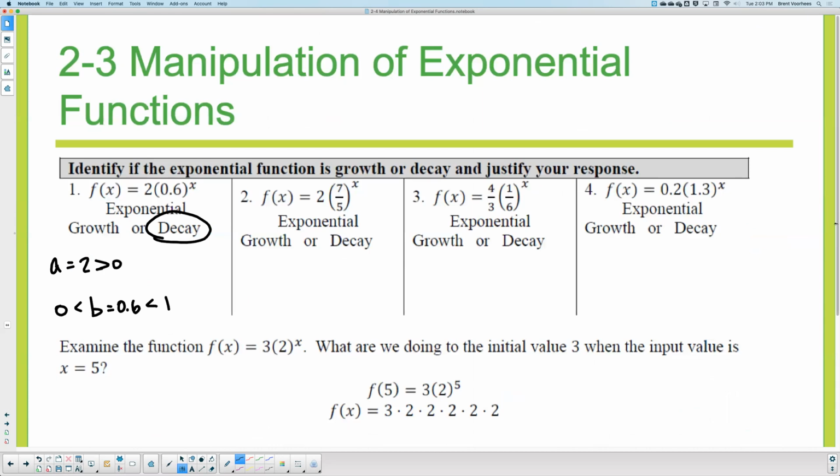Okay, let's see if we can go a little bit quicker this time. On the second one, what's my A? 2, which is greater than 0. What about 7/5? This is greater than 1. Good. So when your A is positive and B is greater than 1, what do we have? Growth. It's growth.